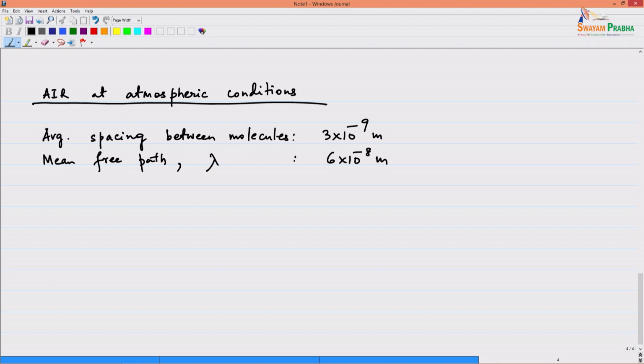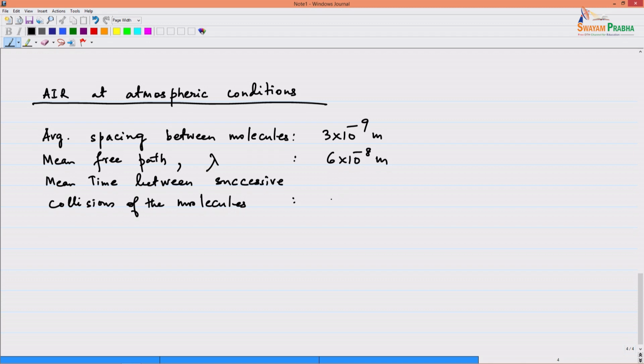So, the mean time between successive collisions of the molecules is some value in seconds.